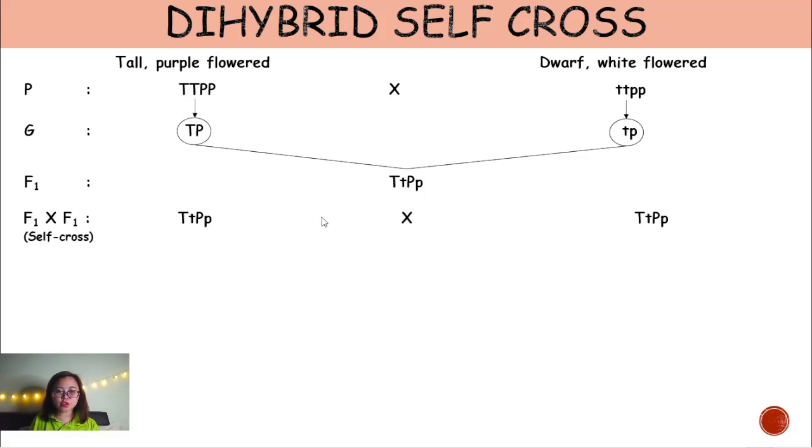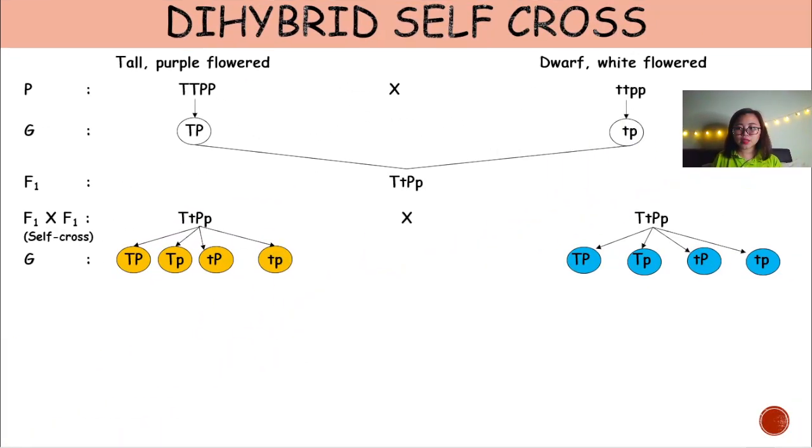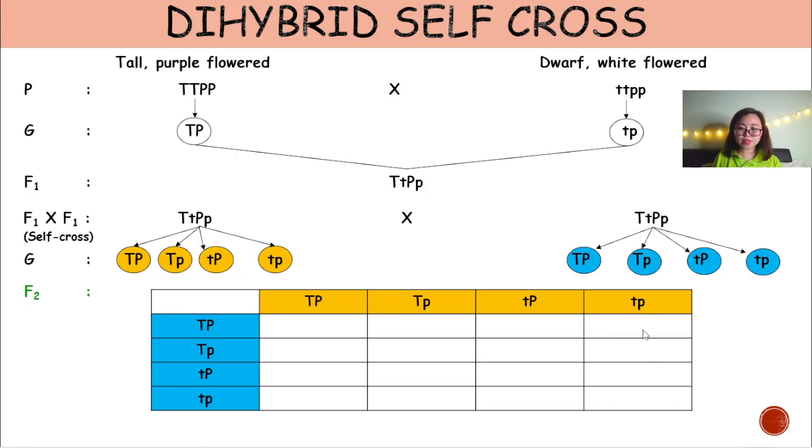Okay, kalau kita buat self-cross di sini, dia akan hasilkan 4 jenis gamete. So, 4 jenis gamete tu T besar, P besar, T besar, P kecil, T kecil, P besar, T kecil, P kecil. Same thing on the right side. Now, if it's monohybrid, kalau monohybrid senang lah kan kita lukis garis-garis. Tapi dihybrid macam banyak sangat garis. Jadi kita akan buat Punnett square. Punnett square nampak macam ini.